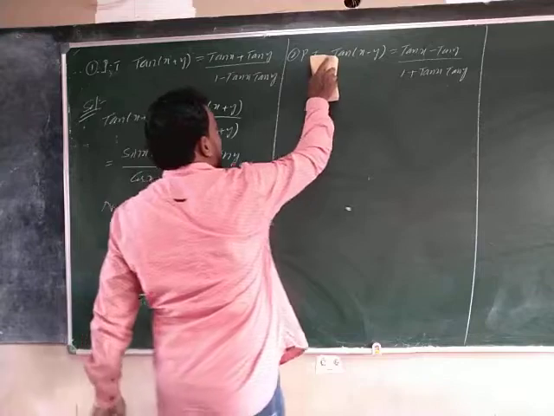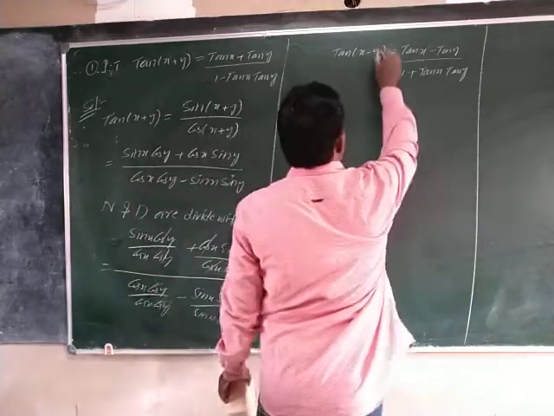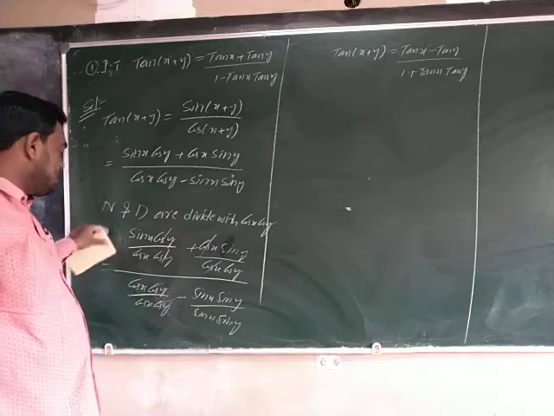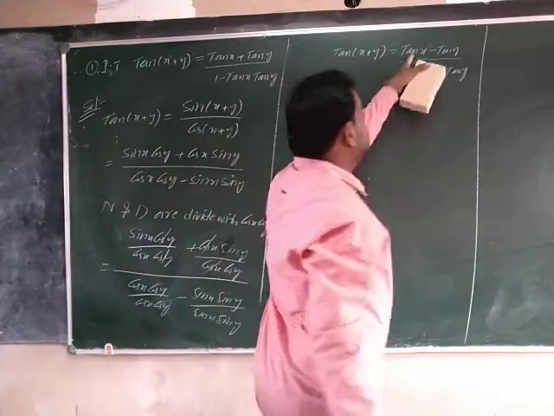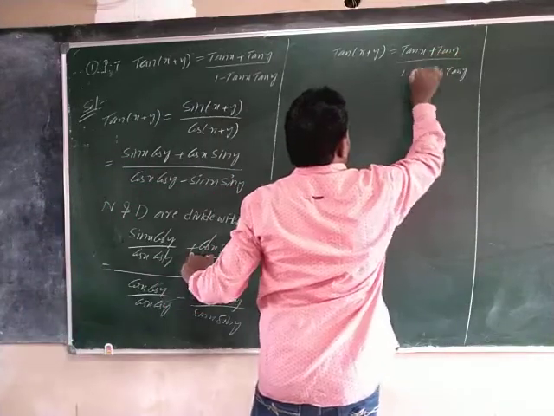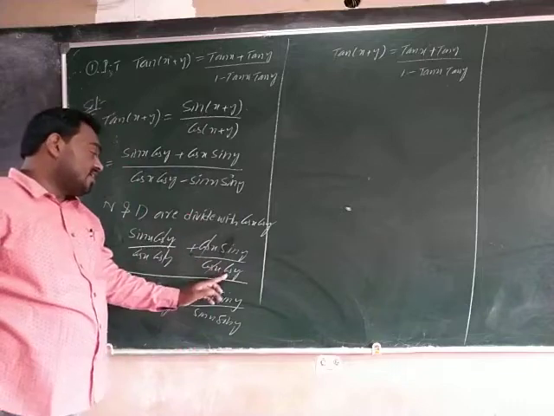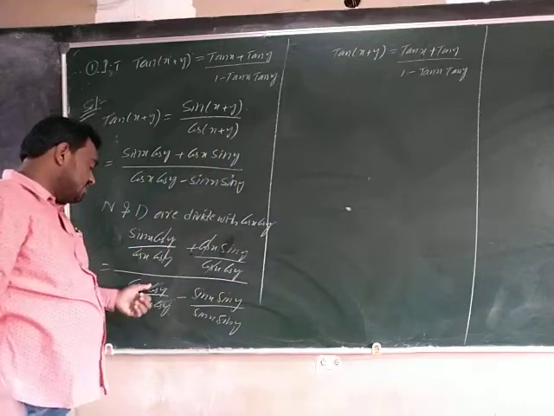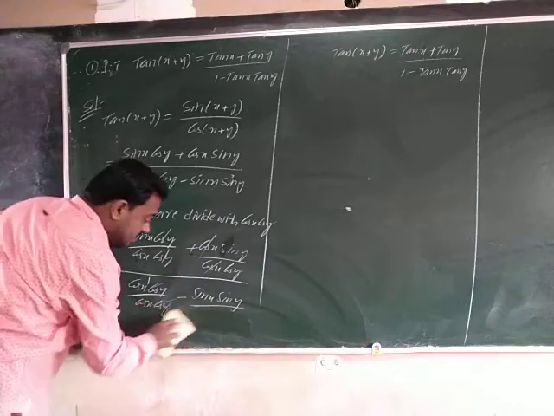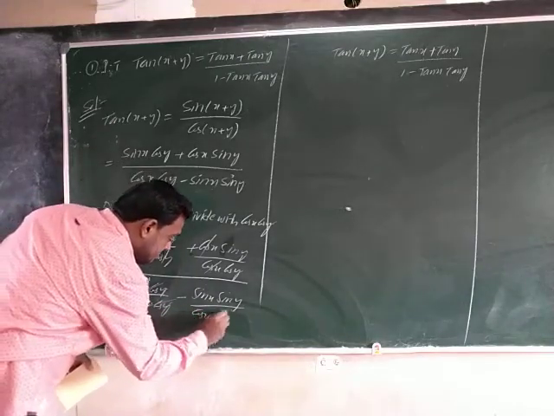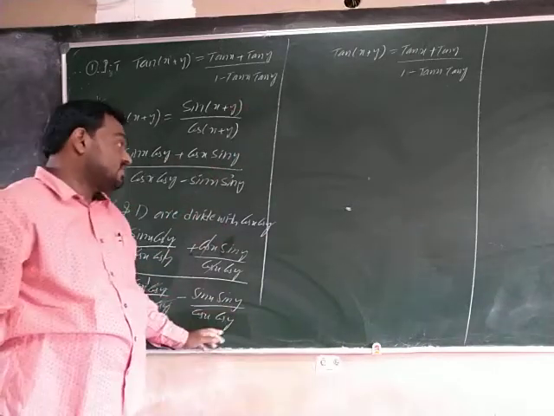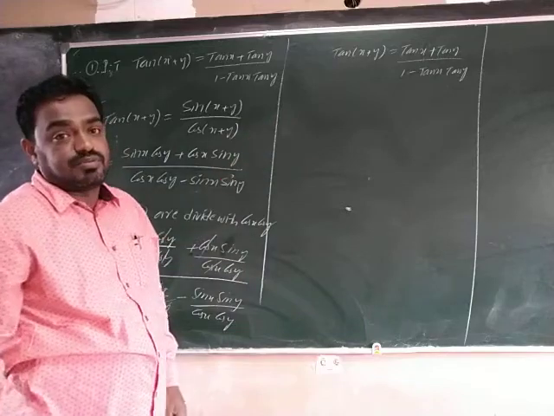Now tan of x plus y is equal to what we got here, sin x by cos x. Sin x by cos x is tan x. Next, plus sin y by cos y, which is tan y. The total gets cancelled, here remaining 1. Sin x by cos x is tan x, sin y by cos y is tan y. So this is the proof.